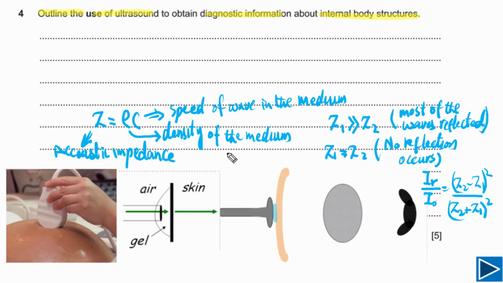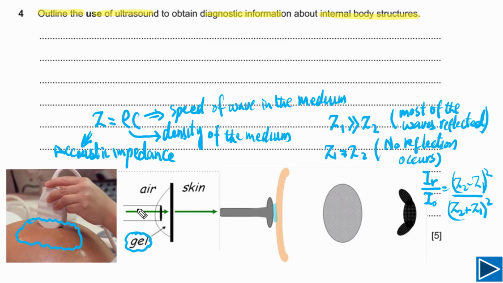Let's try to understand why doctors use gel on the skin of the patient. Any patient who goes for an ultrasound will have gel applied on the skin. As you can see here on the belly of this pregnant woman, there is gel and here is the ultrasound probe, and it is pressed a little bit inside. That is also very important.